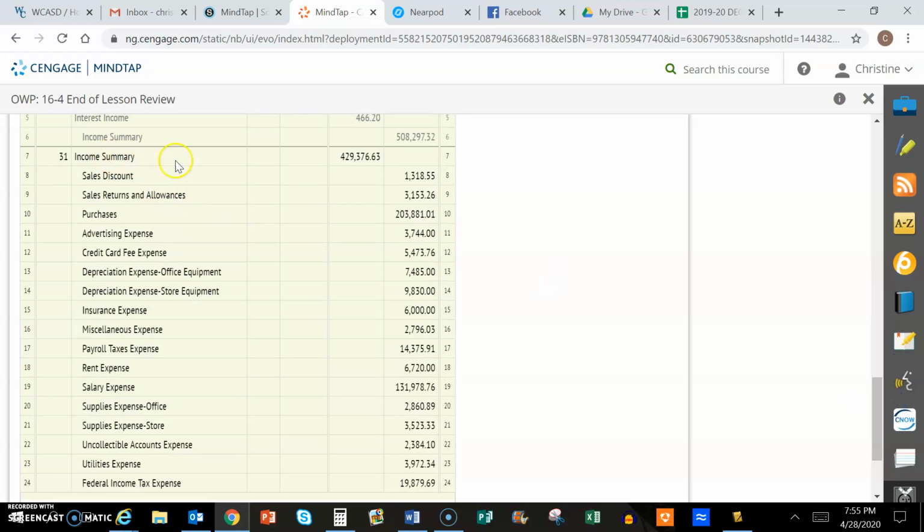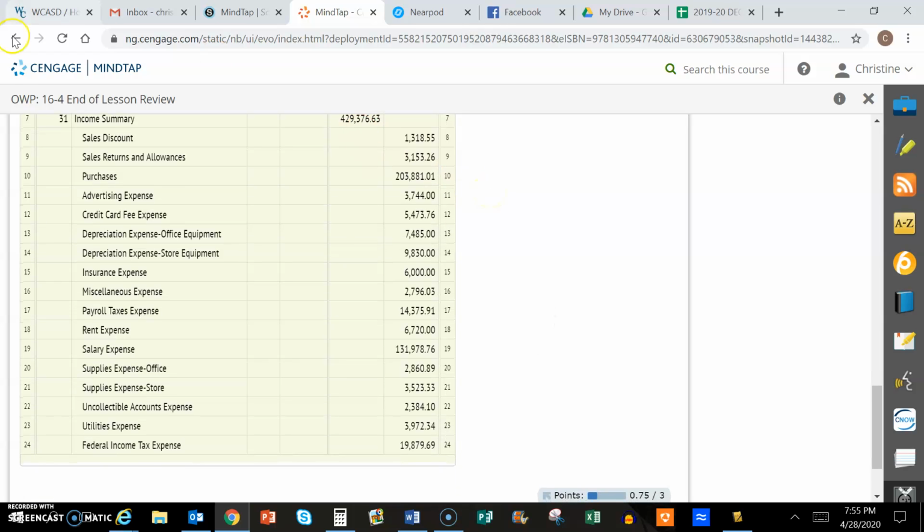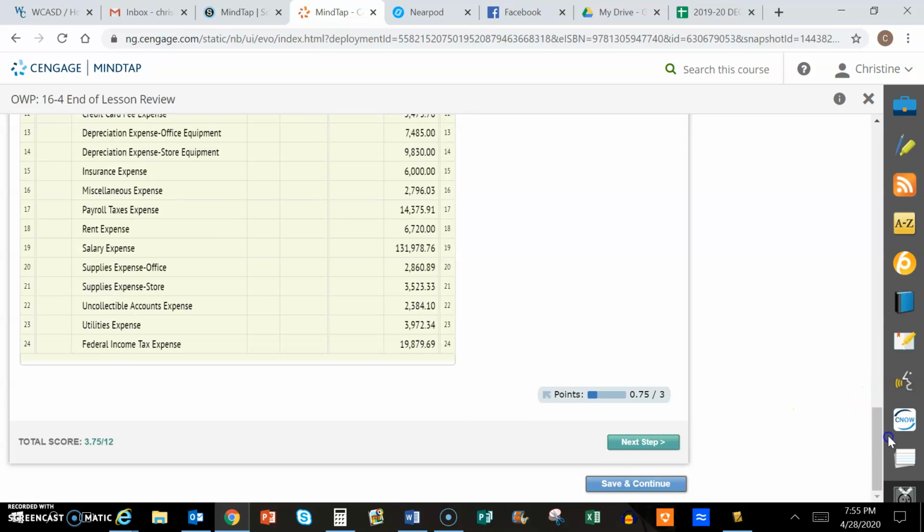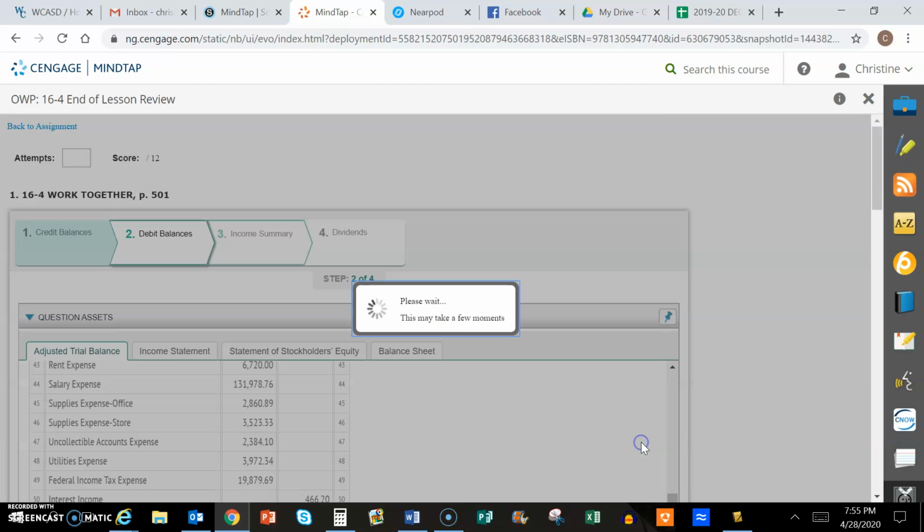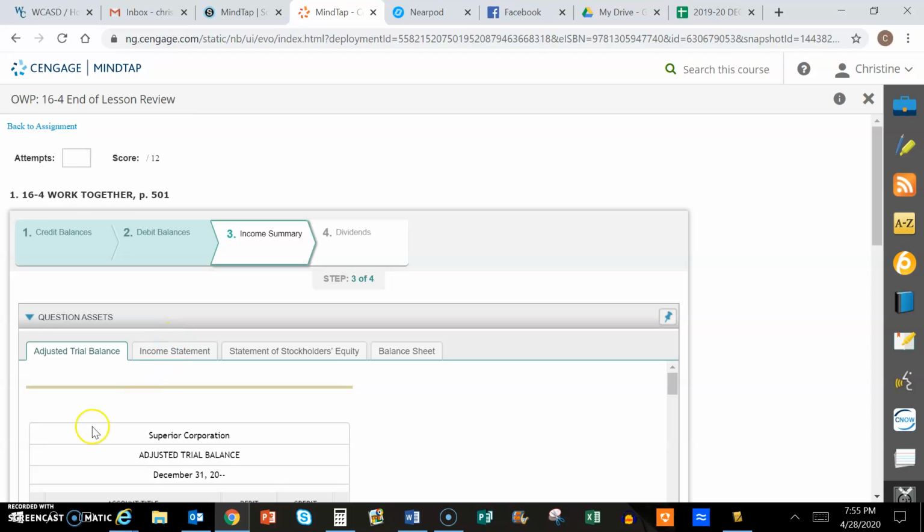Okay, they're obviously all wrong, but here it goes. So we have income summary, debit for the total, and then we're going to list all of our accounts out from sales discount all the way down to federal income tax expense. They are all going to be credits. So when we post this credit to the appropriate general ledger, it will zero out that account. And that is part of the closing process. Okay, let's go to the next step. And I'm going to stop this video and make another one for the last two steps.